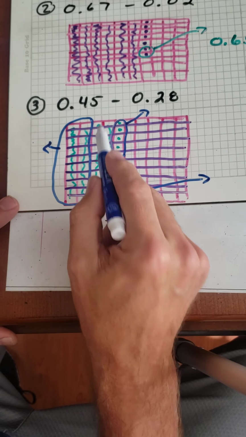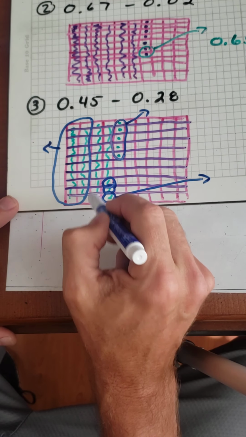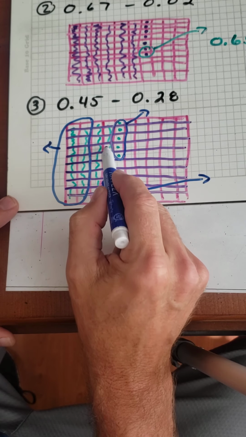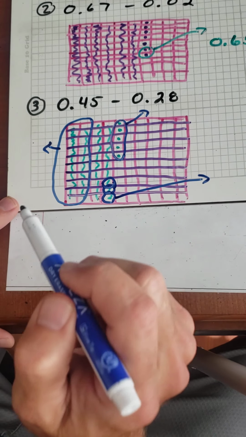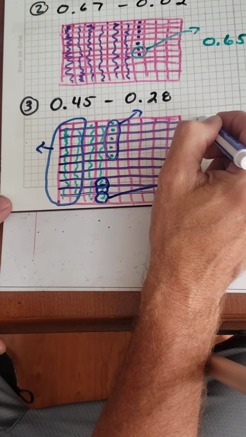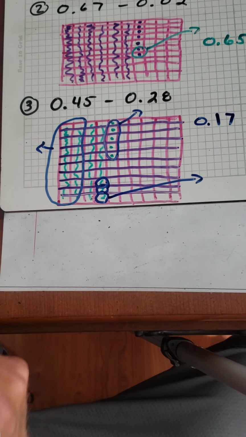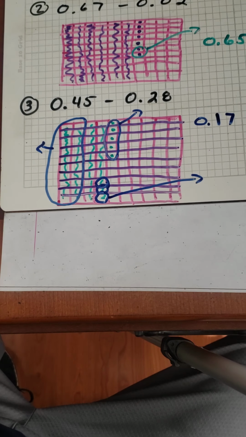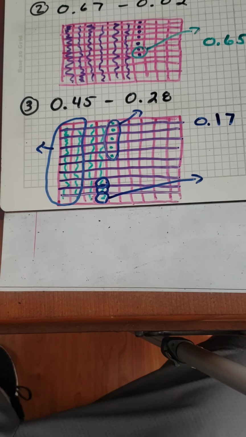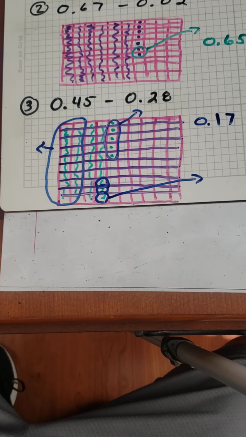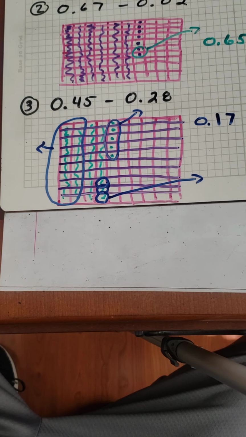So what I'm left with is 1/10 right there. And then 1, 2, 3, 4, 5, 6, 7 100ths. So my answer is 0.17 for my final answer. All right. Okay, so those are all like the beginning ones for decimals that we do for showing.